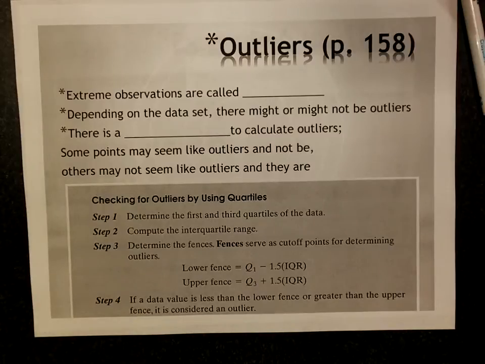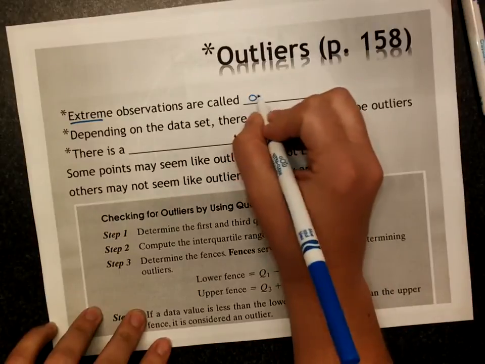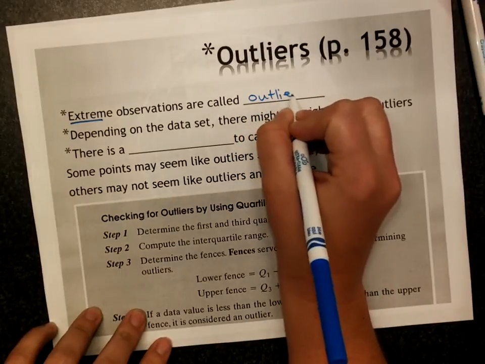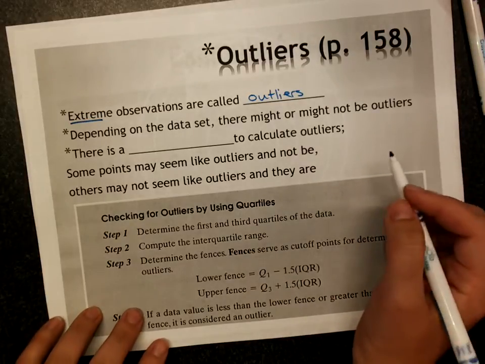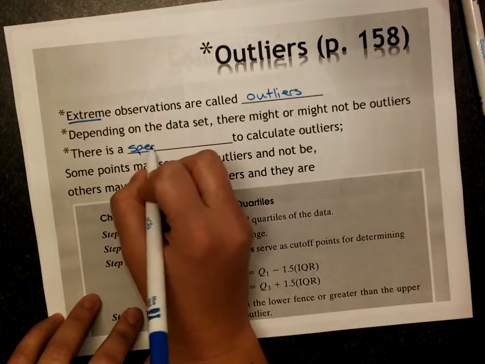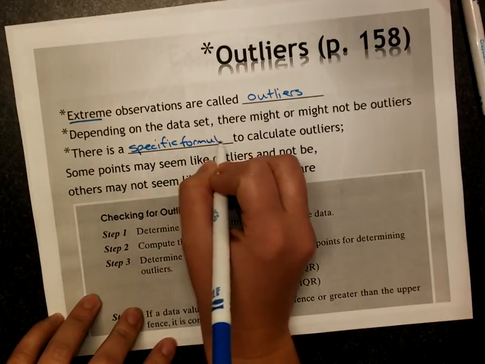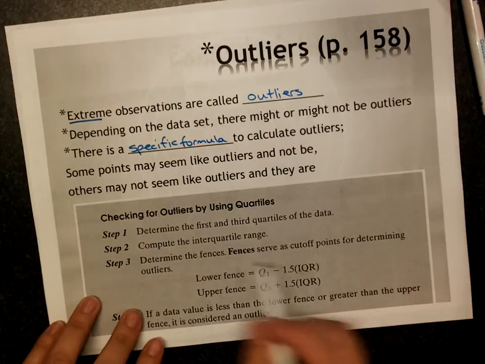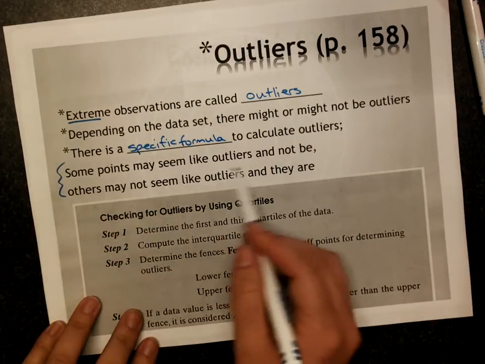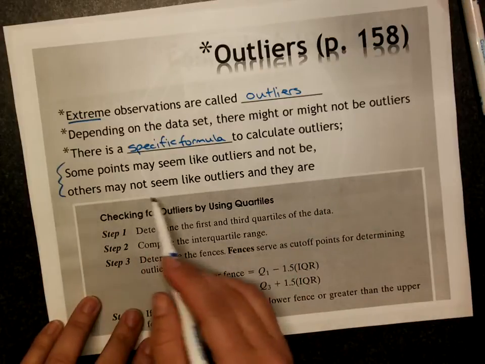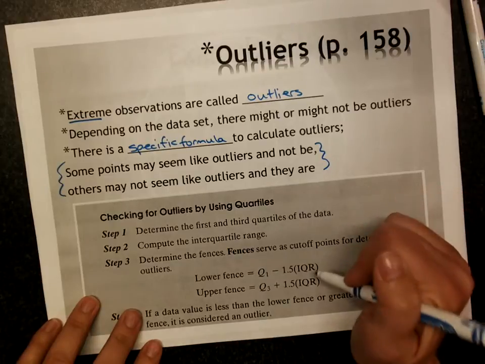This takes us to how to calculate an outlier. So extreme observations we call outliers. And depending on the data set, there might or might not be outliers. And there's a specific formula to measure those outliers. A lot of students just like to guess. So some points might seem like outliers and they're not. Others may not seem like outliers and they are. So we're not going to guess, we're going to use the formula.